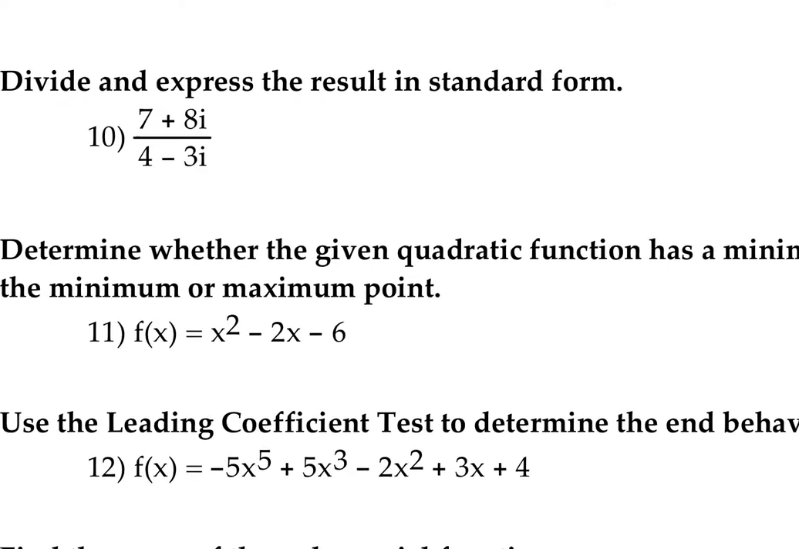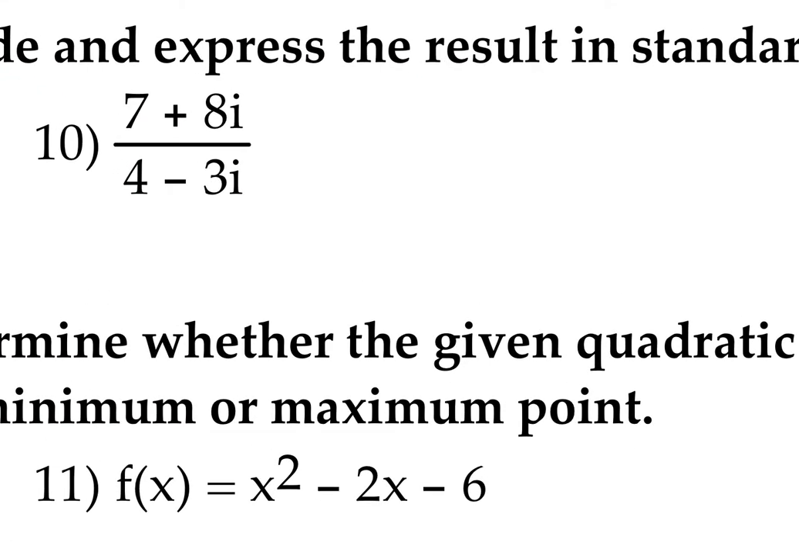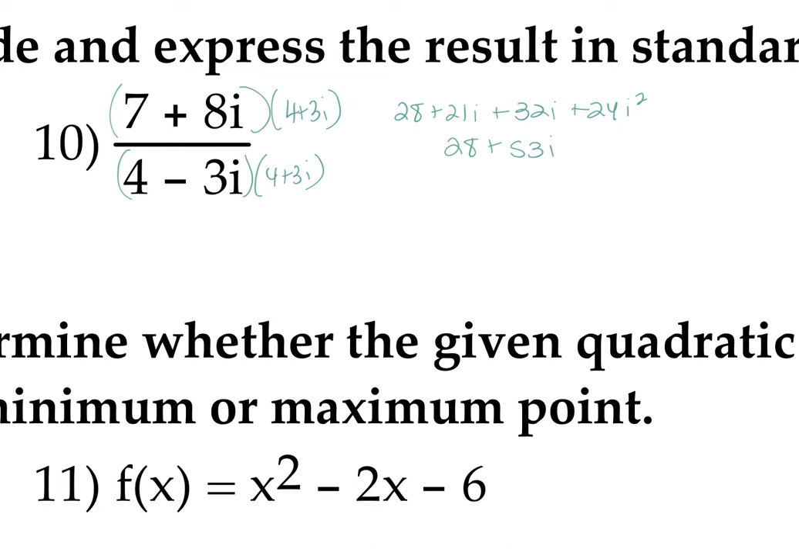All right, number 10, divide and express the result in standard form. We have to multiply both the top and then bottom by the conjugate. So 4 plus 3i. In the numerator, I FOIL it out, 28 plus 21i plus 32i plus 24i squared. 28 plus 53i, this becomes negative 1, so minus 24. And I get 4 plus 53i as my numerator. The denominator, because we're multiplying by a conjugate, we can actually use the shortcut a squared plus b squared. We ignore the i, just take the 3, and I'd get 16 plus 9, which is 25.